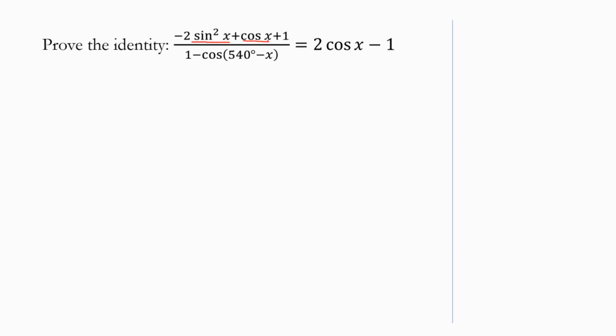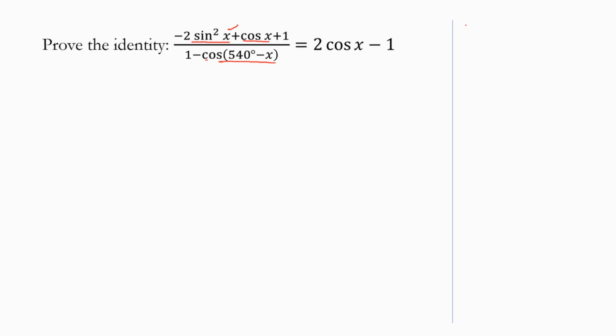But we can't change cos x to sine x, so we change this one to cos squared x so that we have the same trigonometric ratio. And then here we can see that we have an angle which is greater than 360 degrees. Okay, so let's try to work on those. Let's start with the numerator.